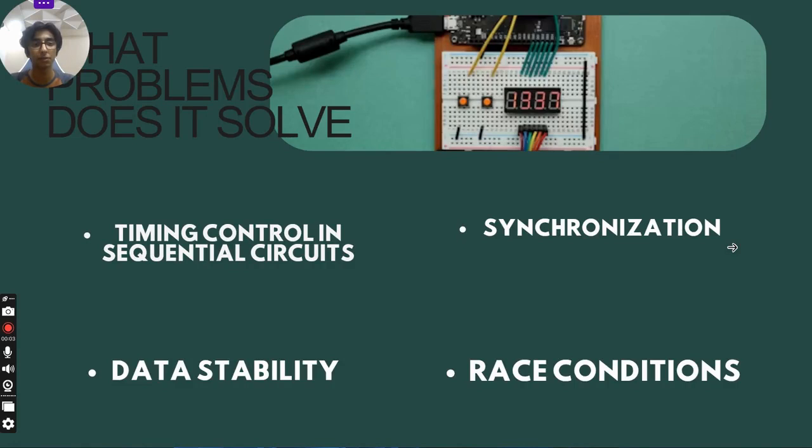The first problem is timing control in sequential circuits. As we know, in a sequential circuit, the output depends on the input plus the past state of the circuit. With controlled timing, it's very easy to know when the data is read or written, and it keeps all the parts of the circuit in sync. Data stability can reduce mid-operation changes that can corrupt data. And a race condition occurs when a signal changes without coordination, which can lead to temporary glitches.